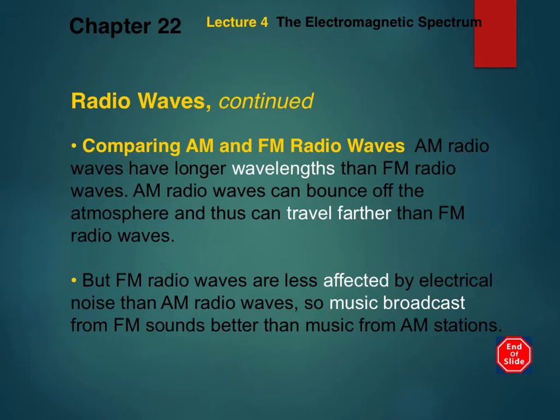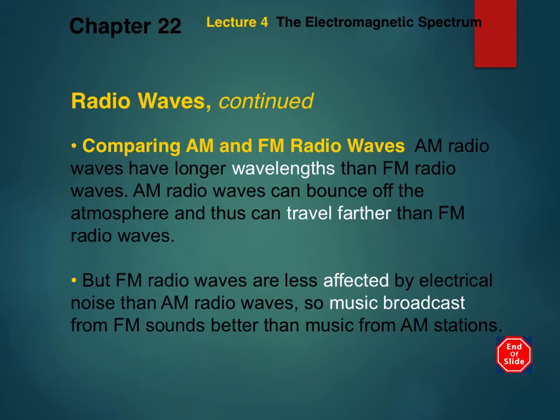I've already alluded to it in class a bit, and you could see it in that last slide a bit. AM radio waves have longer wavelengths than FM radio waves. They can actually bounce off the atmosphere, as opposed to continuing to travel out into space. They can be picked up from really long distances. So you can hear AM stations from places really far away because of that.